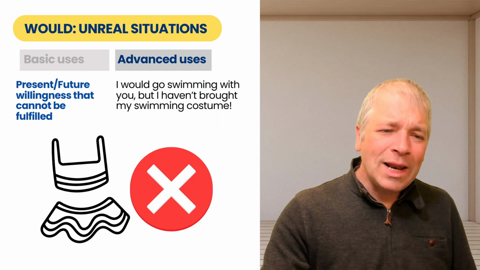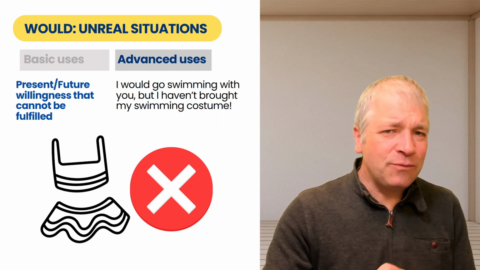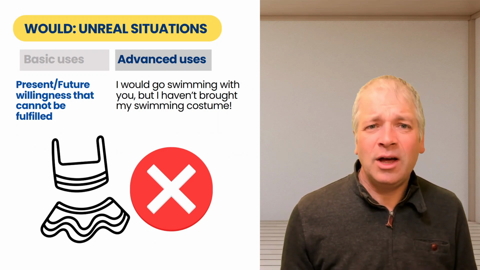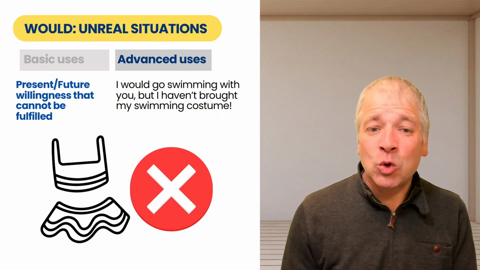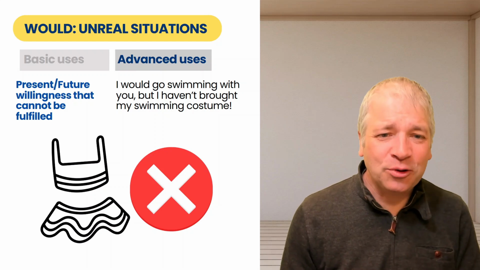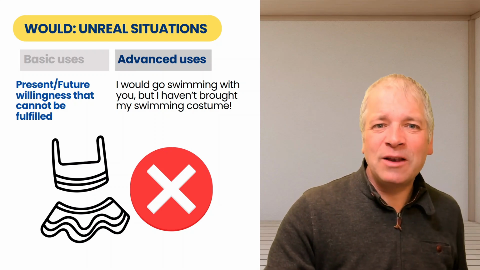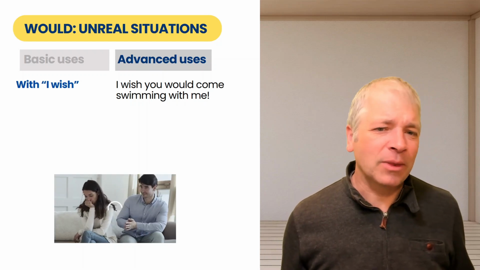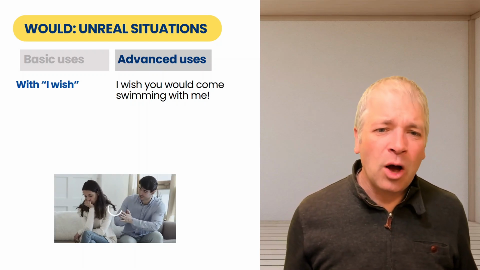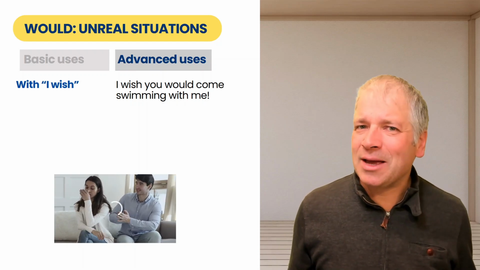If there is willingness that cannot be fulfilled for the present or future, again you can use would. I would go swimming with you, but I haven't bought my swimming costume. So would followed by the infinitive. And with I wish we can have sentences with would. I wish you would come swimming with me.